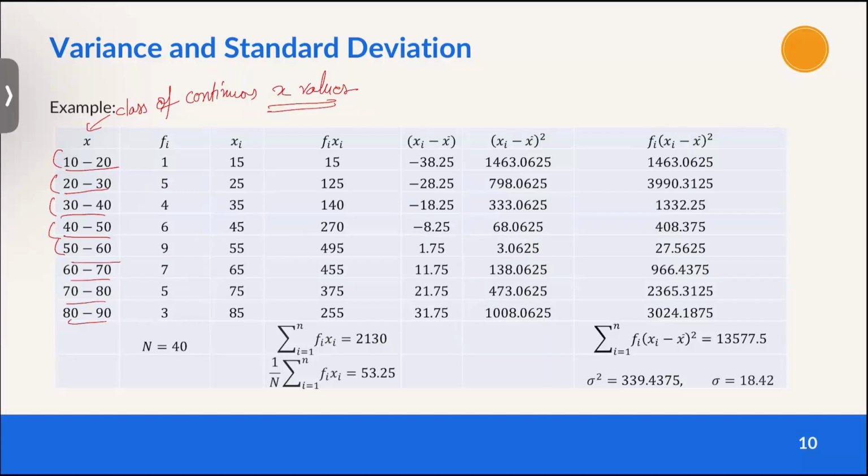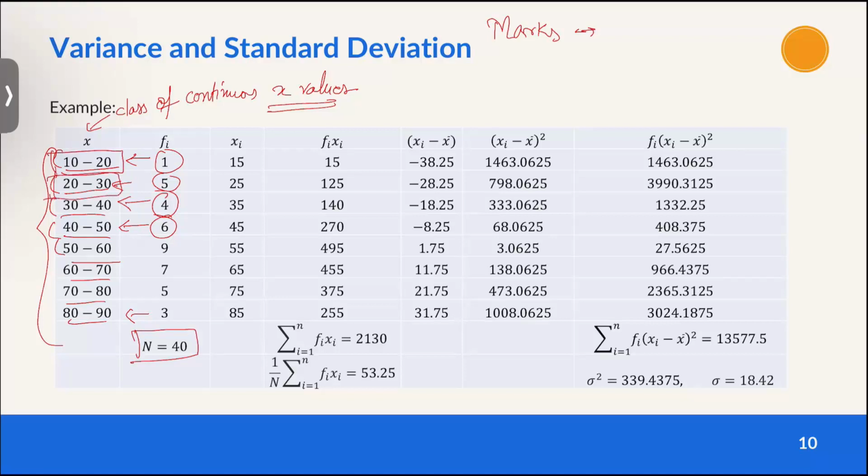Now for each class we have a frequency. So we are saying that in the first class we got one observation, between 20 to 30 we got 5 observations, between 30 to 40 we got 4 observations, between 40 to 50 we got 6 observations and so on. You can think of this as the marks of a class. An exam was conducted and we got marks of the students. There were 40 students in the class and one student scored between 10 to 20. Five students scored between 20 to 30. Four students scored between 30 to 40. Six students scored between 40 to 50 and so on. So this can be just one example of marks of a class.